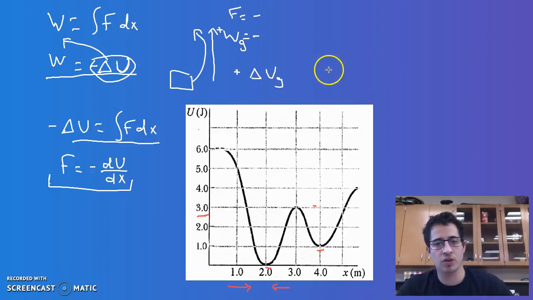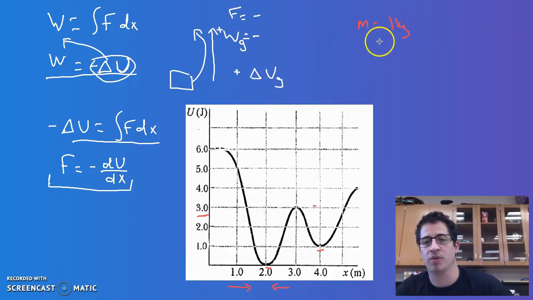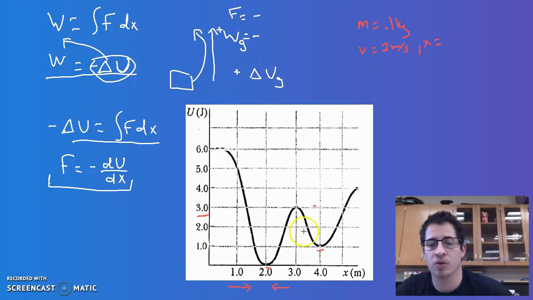Okay, so let's say that we have a particle that has a mass of 0.1 kilograms. We might find out that these numbers don't make any sense. We might have to go back and tweak some of these numbers. So we have a mass of 0.1 kilograms. Let's say it has a velocity of 2 meters per second when it's at a position of x equals, let's say, 3 meters. Okay, and it's a positive 2, which means it's going this way.